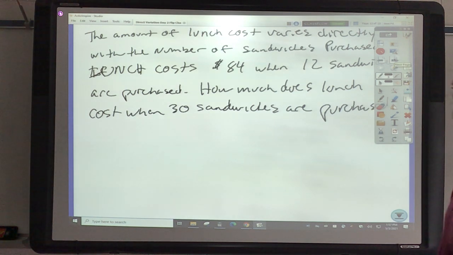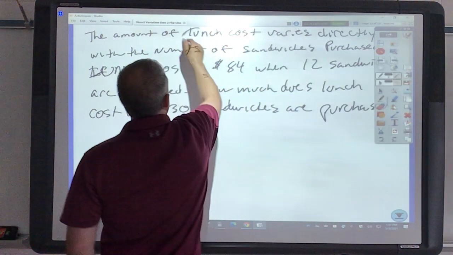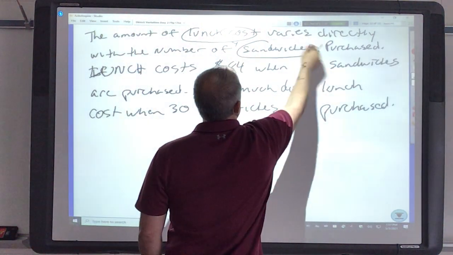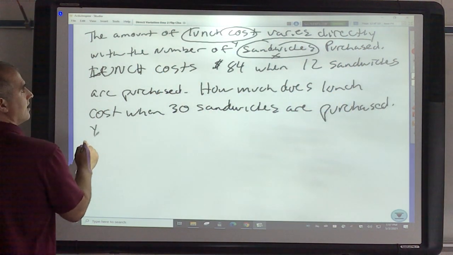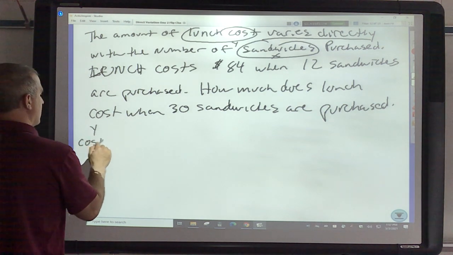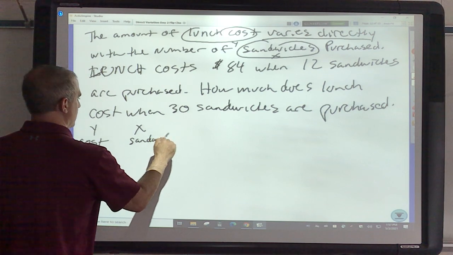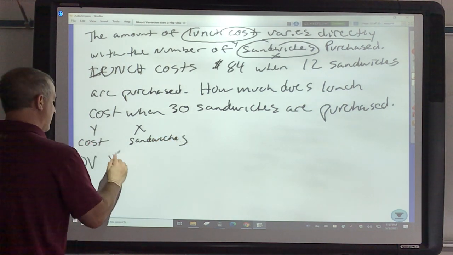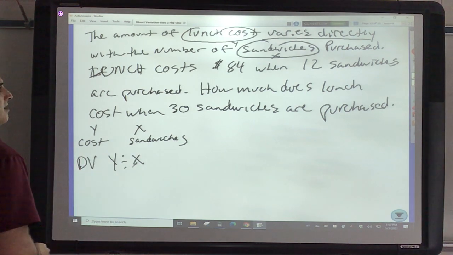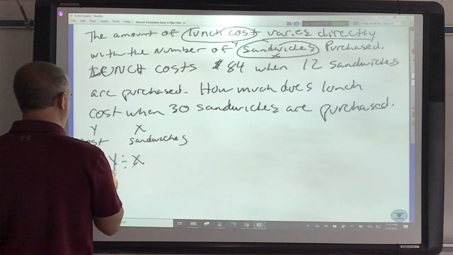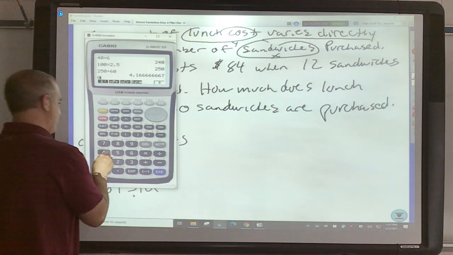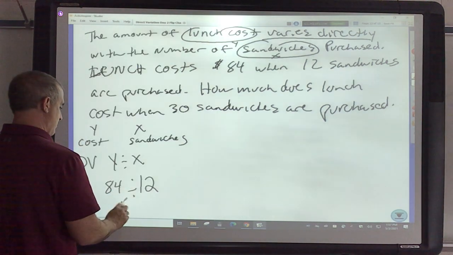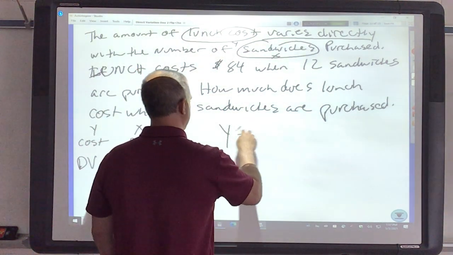It says the amount of lunch varies directly with the number of sandwiches. So lunch cost will be y, sandwiches will be x, varies directly. I'm just going to write this stuff down. They told me it's direct variation, so I got to do y divided by x to help me come up with that. So the lunch cost is 84, and the amount of sandwiches is 12. So 84 divided by 12 is 7. So my equation is y equals 7x.